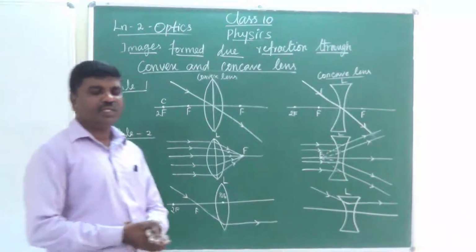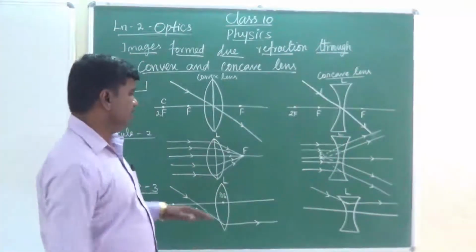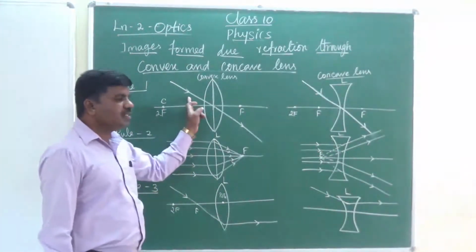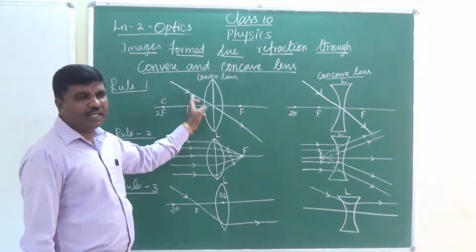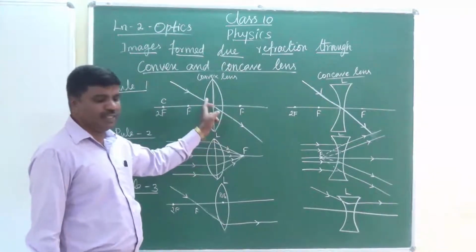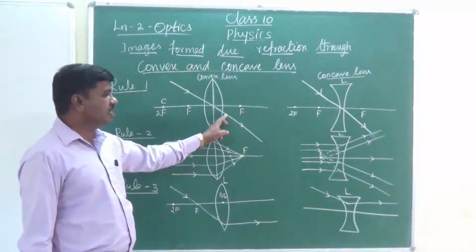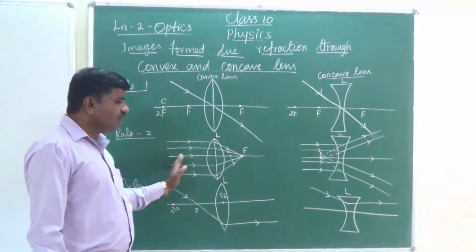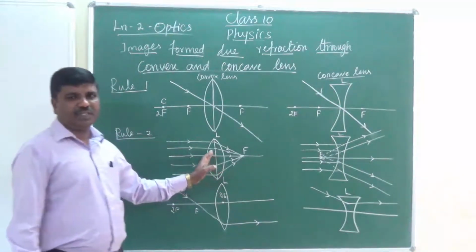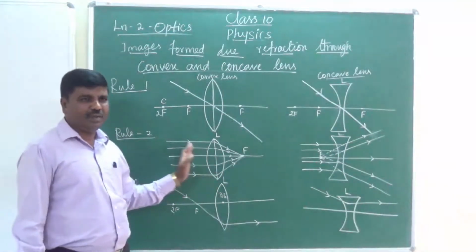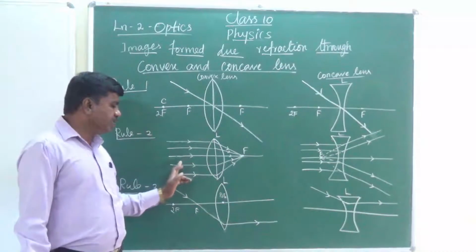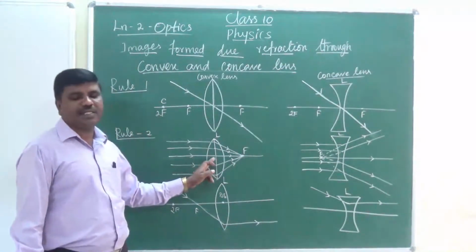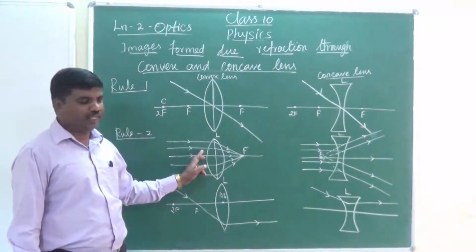So what does rule 2 say? Here a single ray of light is coming through the convex lens and the concave lens. See the second diagram. Here there are a number of rays, a parallel beam. It is parallel to the optical axis, or principal axis, we can say.